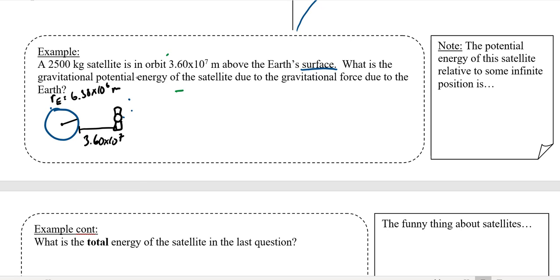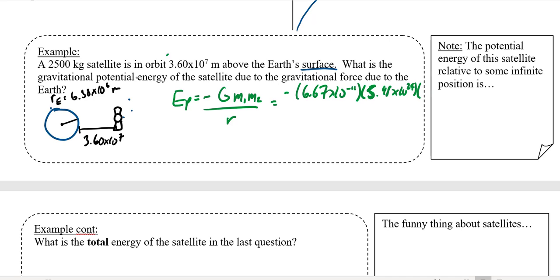All right, so the potential energy of this satellite is going to equal negative G m1 m2 all over r, which is negative 6.67 times 10 to the negative 11 times the mass of the Earth, 5.98 times 10 to the 24, times the mass of the satellite, 2,500, all divided by the radius, which would be those two things added up, 6.38 times 10 to the 6, plus 3.6 times 10 to the 7, and don't square it. I almost squared it there. Don't do that.